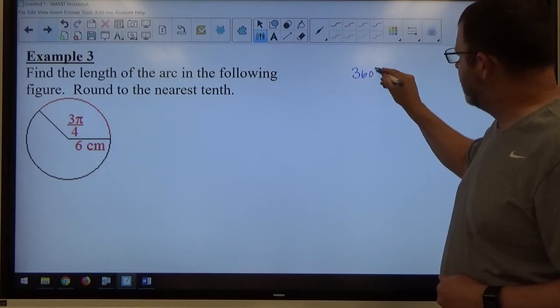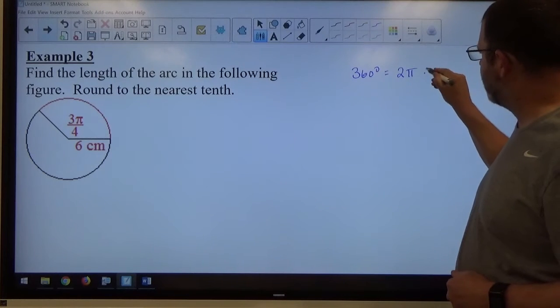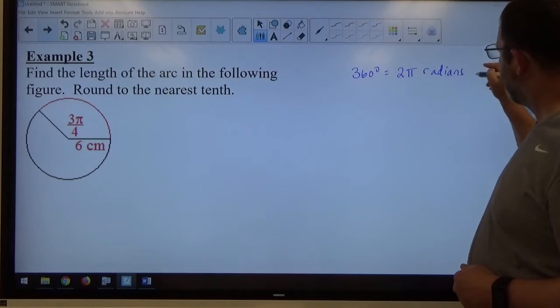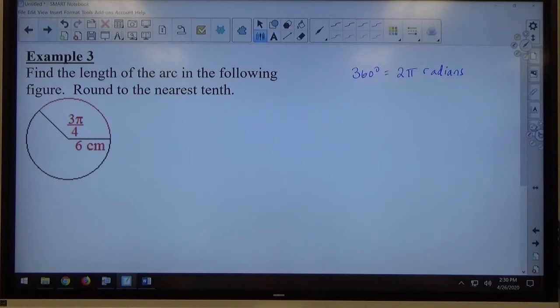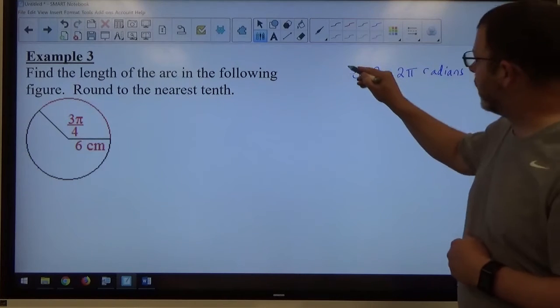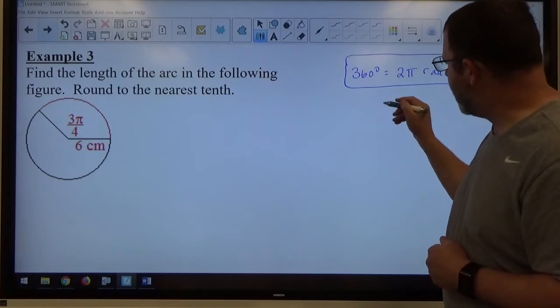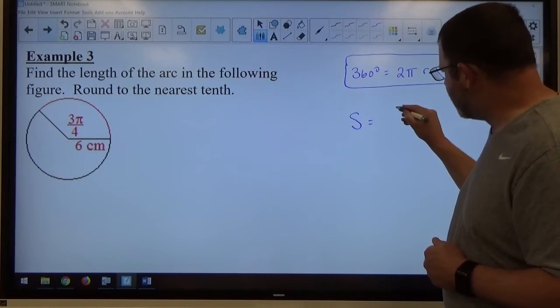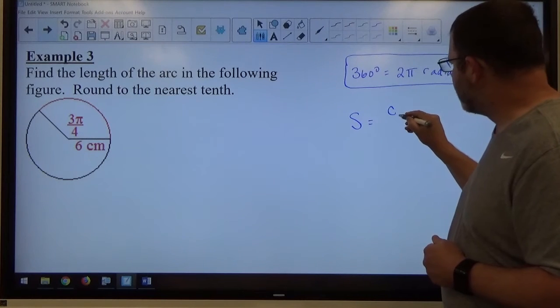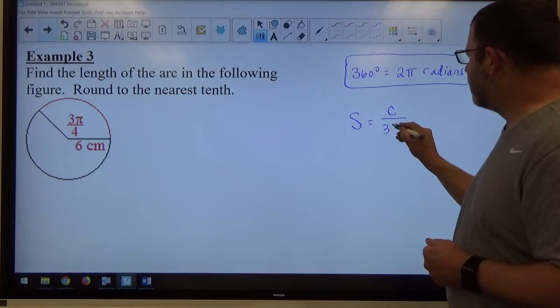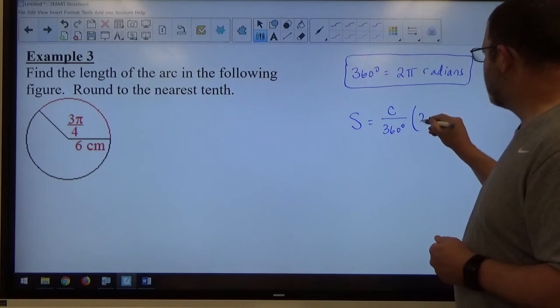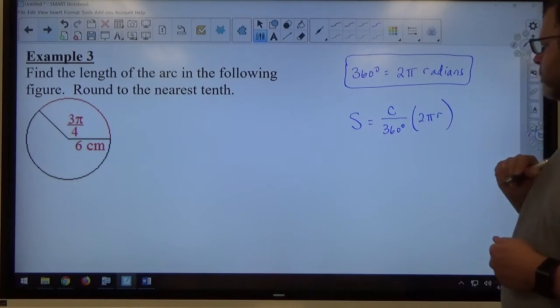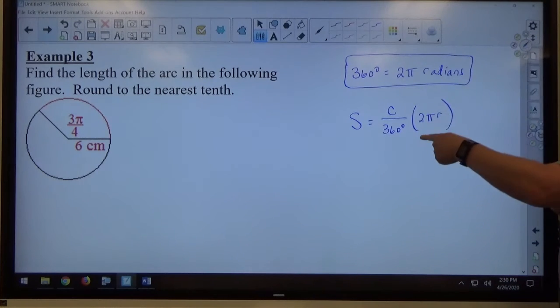360 degrees is the same as 2 pi radians. That's the relationship, the equivalence between the two things. So going back to the degree formula that we had a moment ago, I know that the arc length equals the central angle, let's go C for central angle, over 360 degrees times 2 pi r. If the angle's in degrees, that's how you do it.